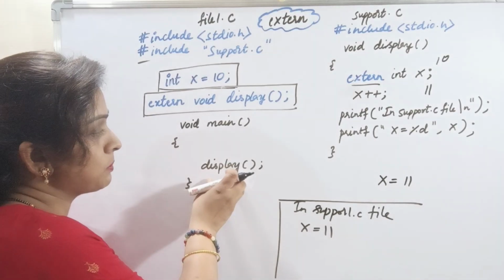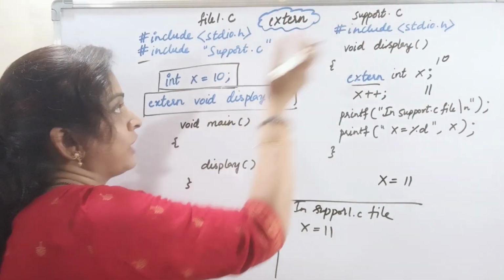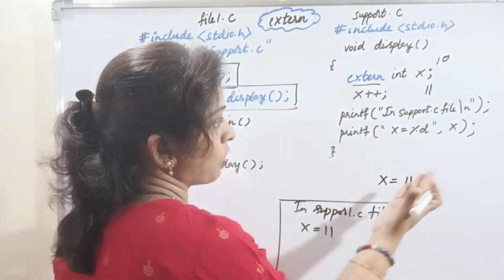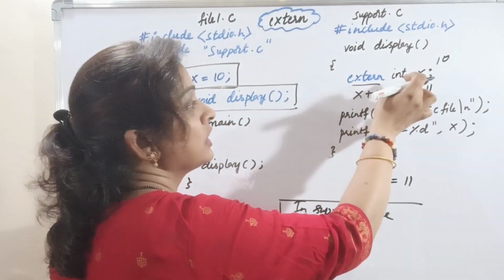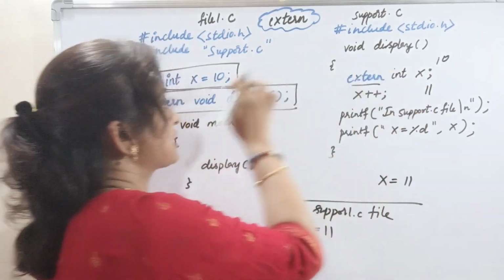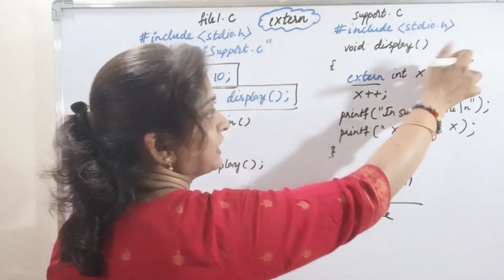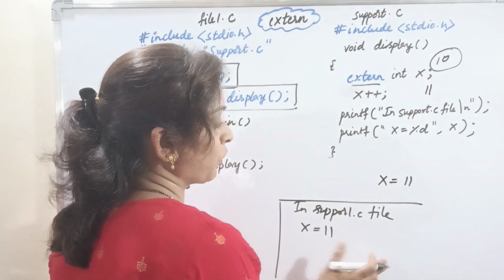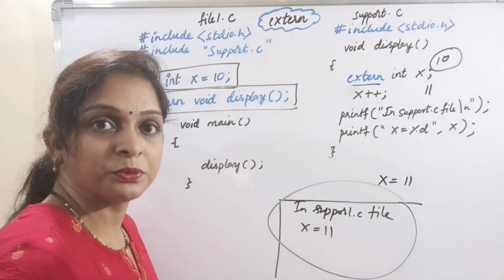When I call this display function, anyhow this complete file will be included here. So it will go to the display code. In the display code, what happens here? I have an extern keyword which tells you need to access its global data. So it is accessing 10. So increment that. So this complete statement gets executed. I am going to get this output.